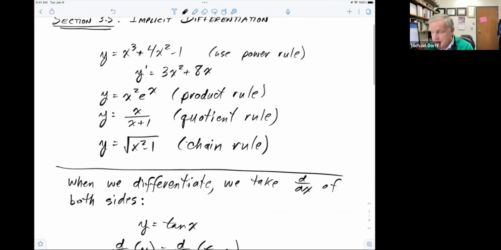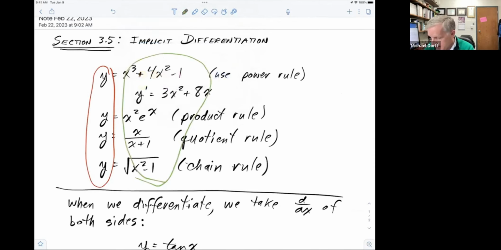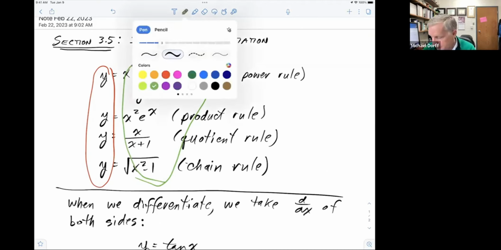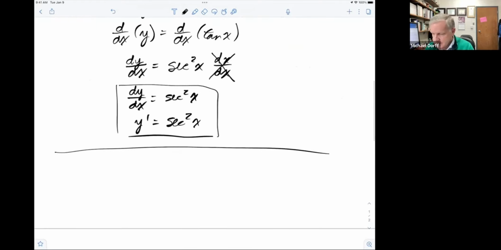And what do we notice about all these functions that we have here? Well, in all these cases, we have y on the left side, and on the right side, we have functions that all just have x's. So the left side is just a y, and on the right side, we have just x's. But there are other functions that don't have that property. And so in order to solve those, we have to use a new approach.